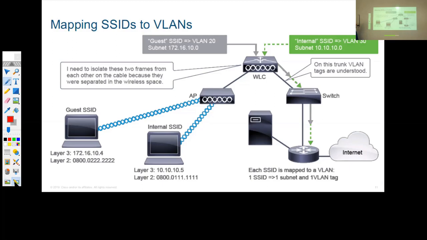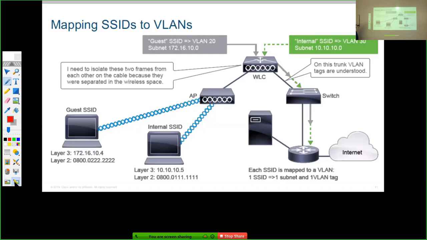They show they need to isolate these two frames from each other on the cable because they were separated in the wireless space. So as traffic comes through from these users, I'm coming inbound on two different wireless SSIDs. Remember, the access point is going to go through and send this via that CAPWAP tunnel to the wireless LAN controller. The wireless LAN controller says, all right, based off of the MAC address and the IP address that you've got, you're a part of the guest SSID. And so that has to go across this particular VLAN.